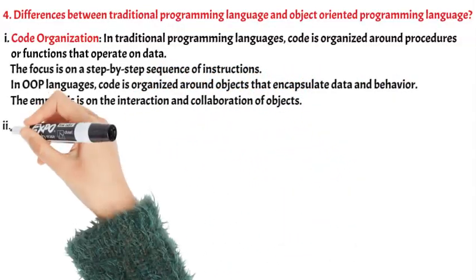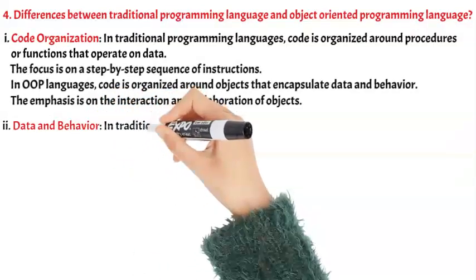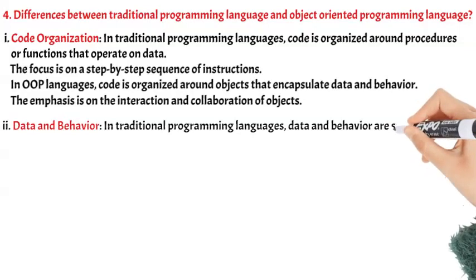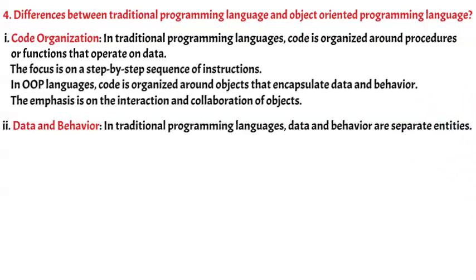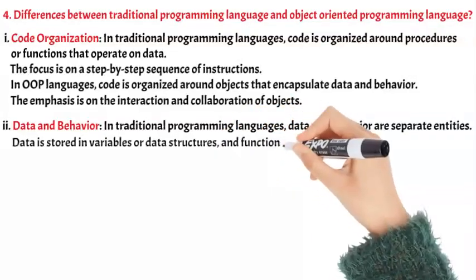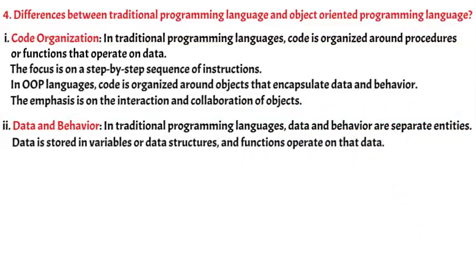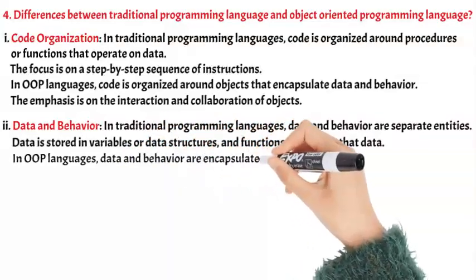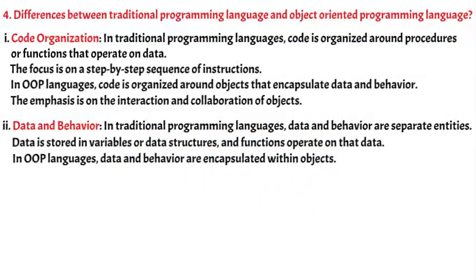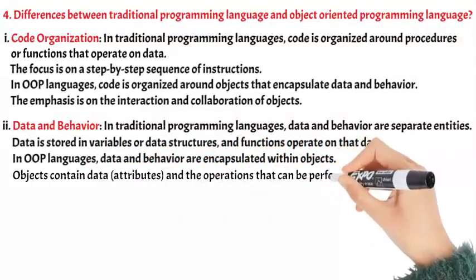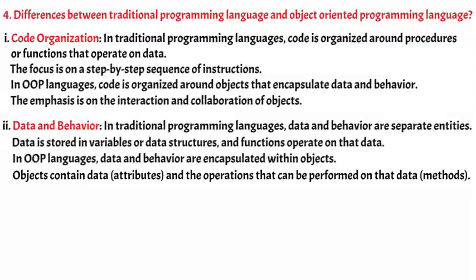2. Data and behavior. In traditional programming languages, data and behavior are separate entities. Data is stored in variables or data structures, and functions operate on that data. In OOP languages, data and behavior are encapsulated within objects. Objects contain data attributes and the operations that can be performed on that data, methods.